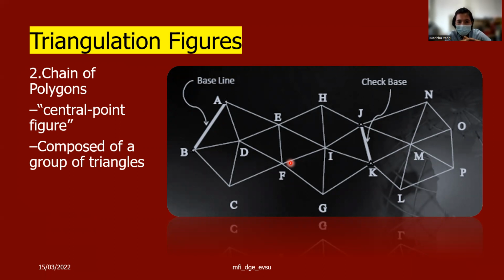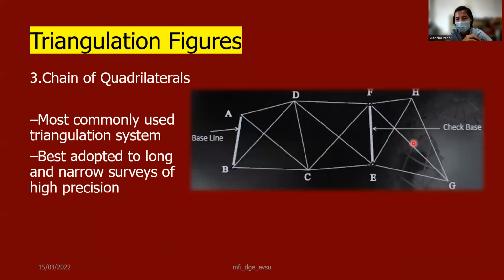It consists of a central point. So like here in the example, yung central point niya is D. Central point niya is I, central point niya is M. But medyo complicated yung computation if you are going to employ the chain of polygon. The most recommended is the chain of the quadrilateral.